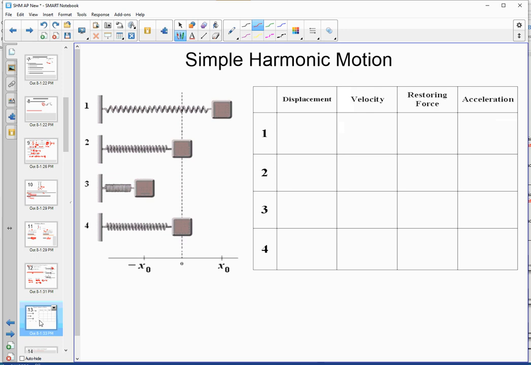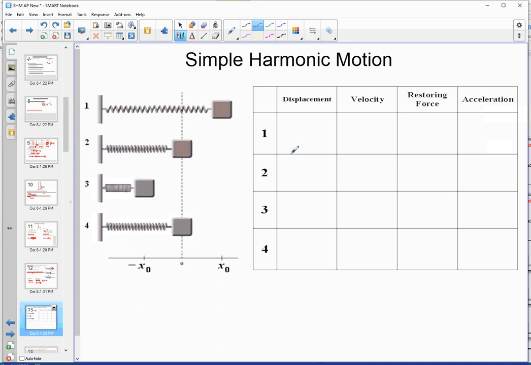All right, one more slide, and your page might be in landscape mode, so flip that over to portrait so we can do some notes here. And here we have a mass on a spring. Somebody has displaced the spring out to the right, and when we let it go, it'll zip back to the left, and then back to the right, back to the left, back to the right. That's the nature of simple harmonic motion.